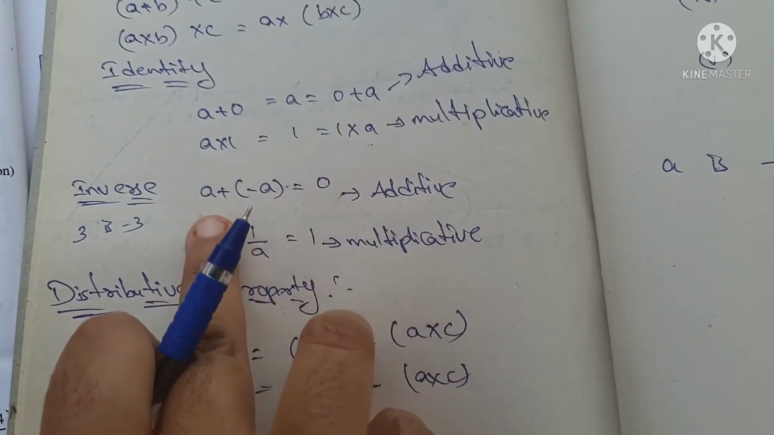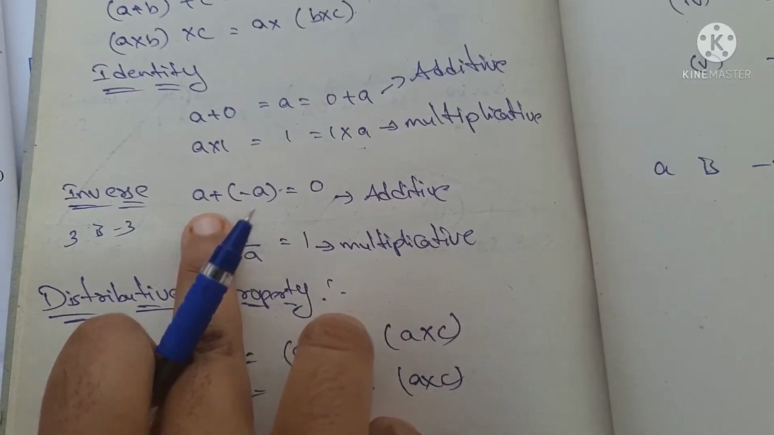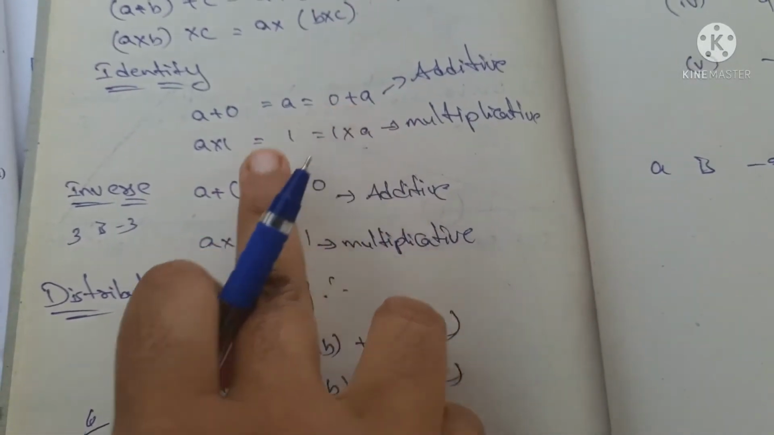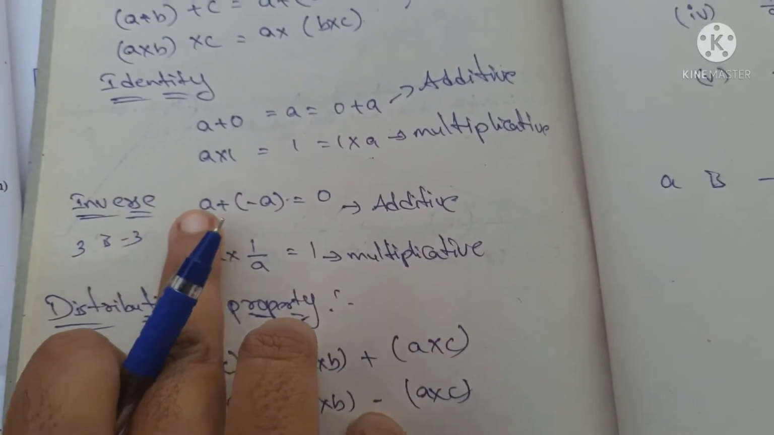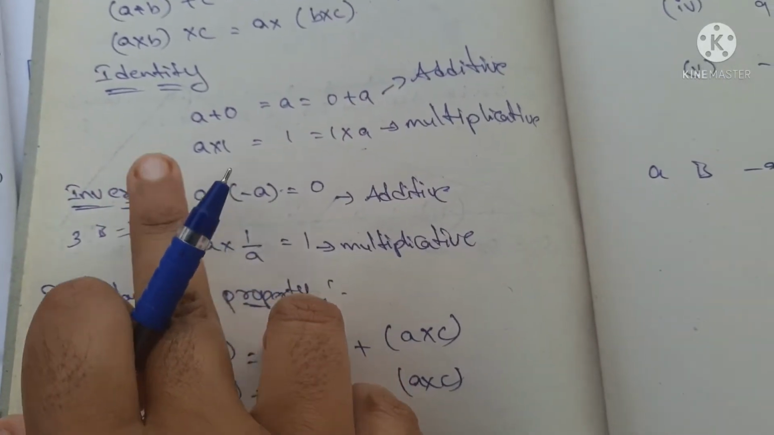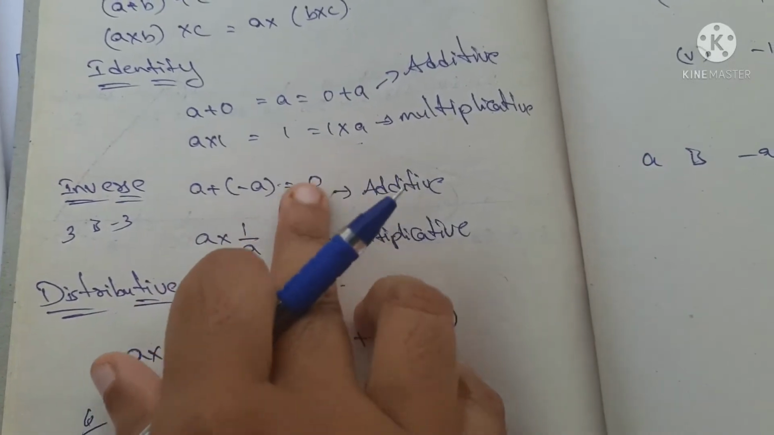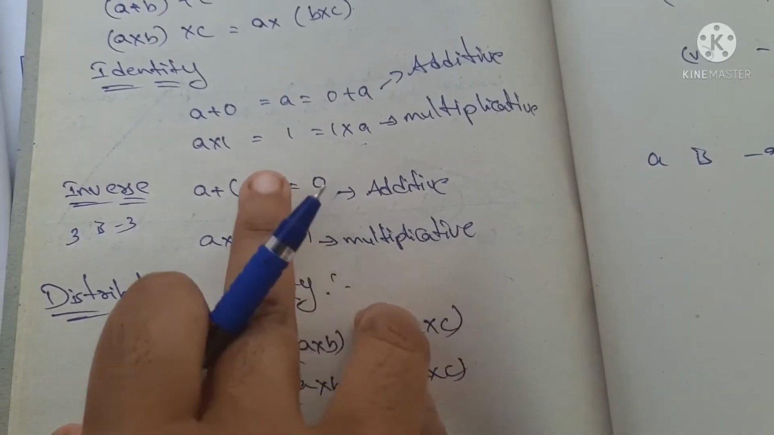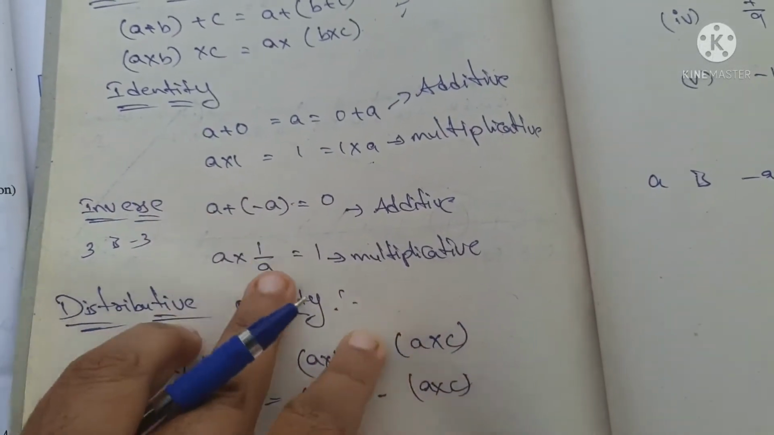For the given number, what is meant by additive identity? 0 is the additive identity. Then how to find additive inverse? The number which we add to the given number to get 0 as the answer, that is the additive inverse of the given number. Is it clear? So let us see here.